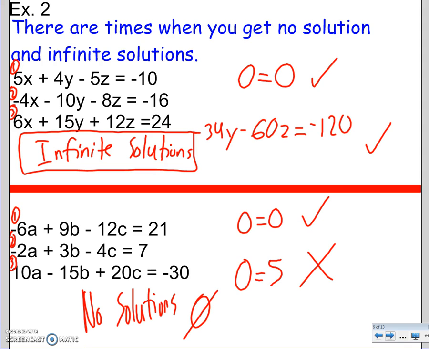Now, you don't have to use 1 and 2 first and 2 and 3 second. You could do 2 and 3 first and get 0 equals 5. So once you see something false, you're done, no solutions. But if you see a 0 equals 0, you've got to take it one step further. Make sure the other one is not something false.